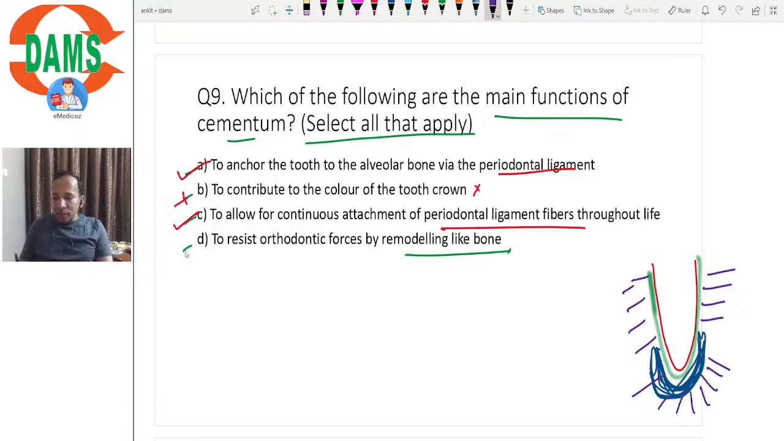Yes, option D is also wrong, because cementum does not remodel like bone, isn't it? It does not remodel like bone, and the forces are mainly resisted by PDL. Okay, so one, there is no remodeling, and second, the resistance is provided by the PDL, not by the cementum.